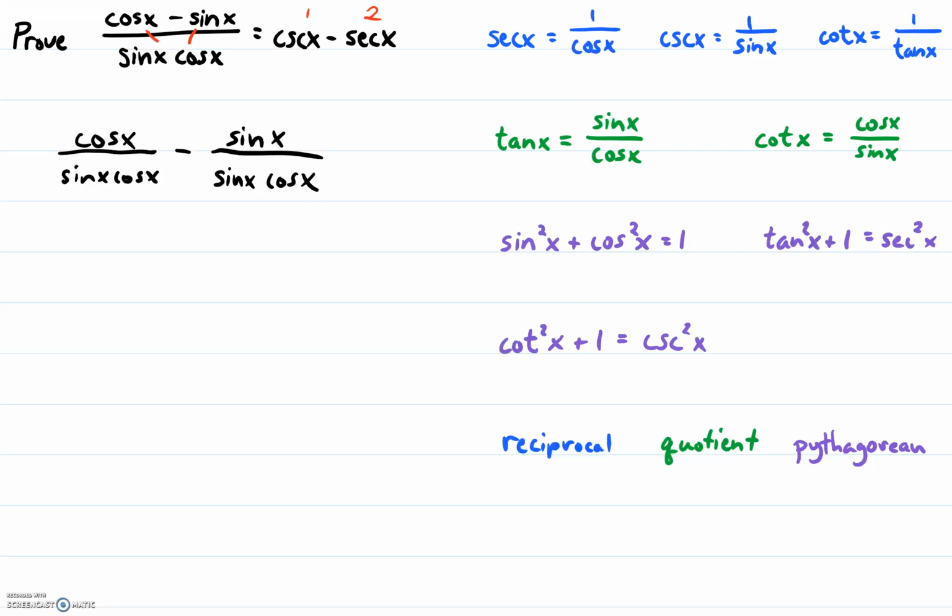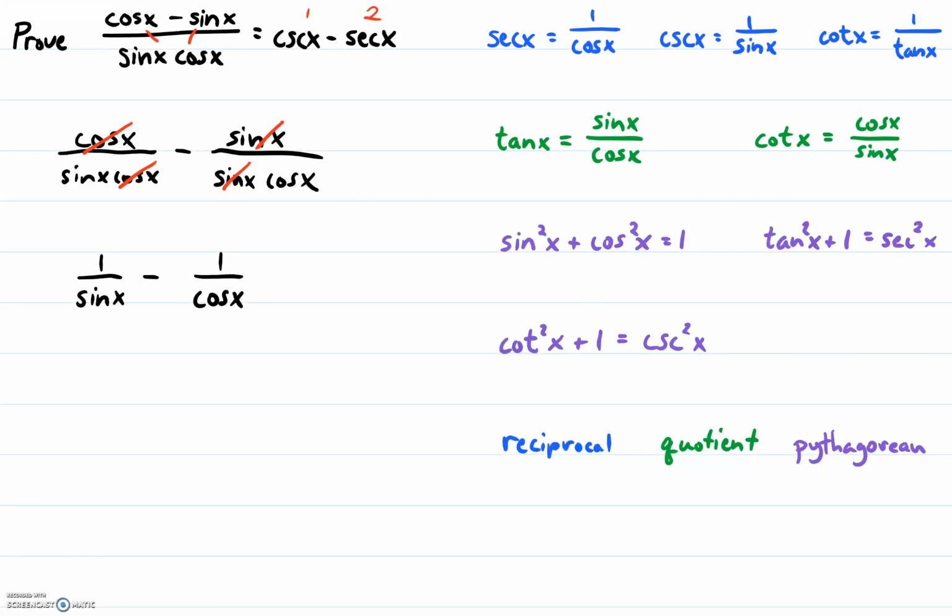Now we're also going to use algebra in our second step. Notice we have a cosine x on top and bottom in our first term, and a sine x on top and bottom in our second term. Rewriting what we have left over, in the first term we have 1 over sine x, and that's all we have, minus, and in our second term we have 1 over cosine x, and that's all we have.